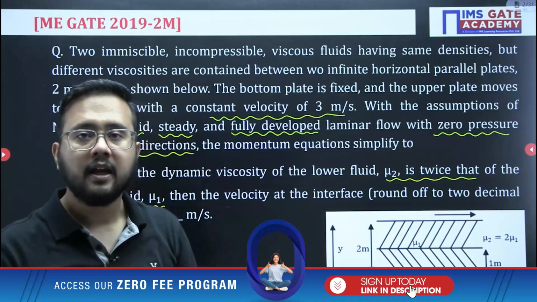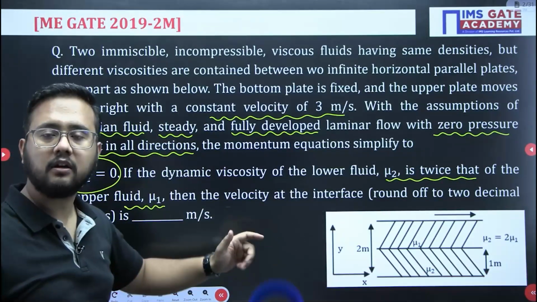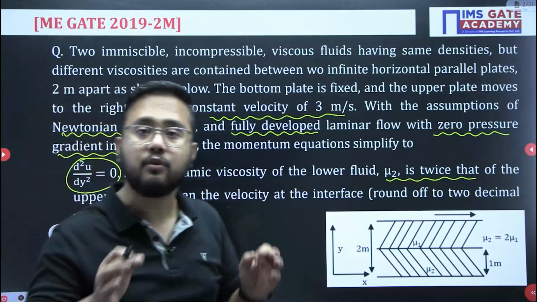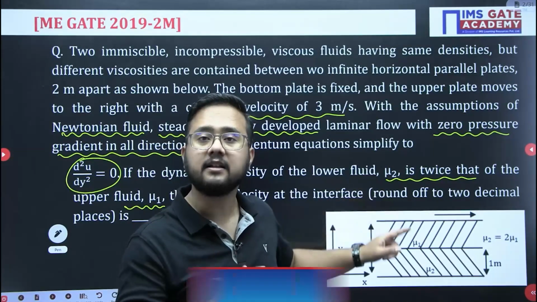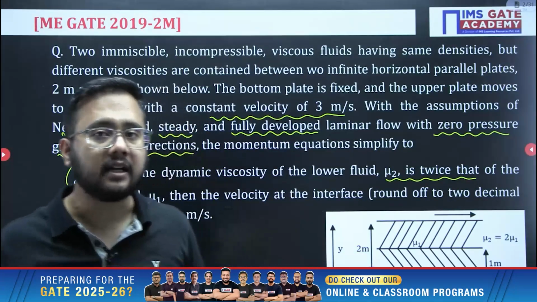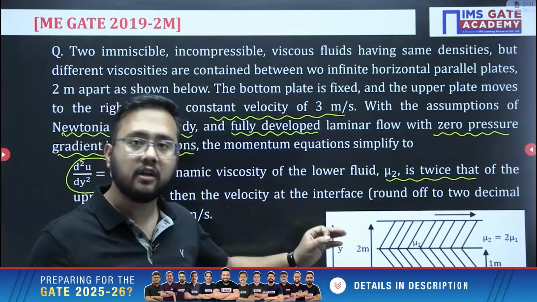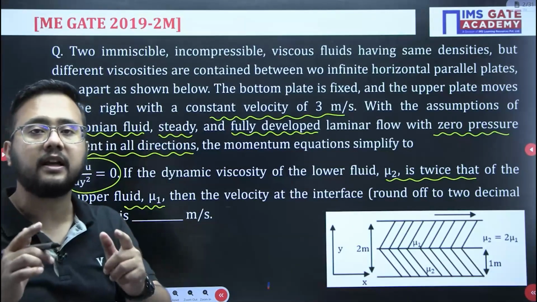Now, a very important point here: as they have given the pressure gradient is 0 in all the directions, it means the motion is happening because of the shear provided by the top plate. So it is a shear driven flow. There is no role of pressure gradient, right? So this is a shear driven flow. That is the first point we need to understand here, because the pressure gradient value is 0.